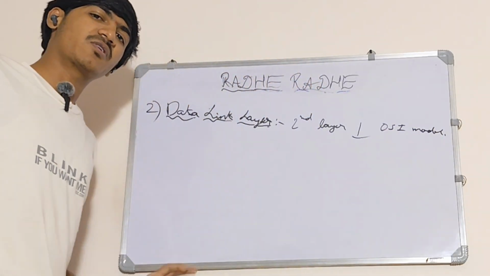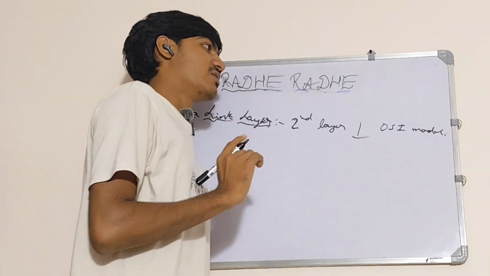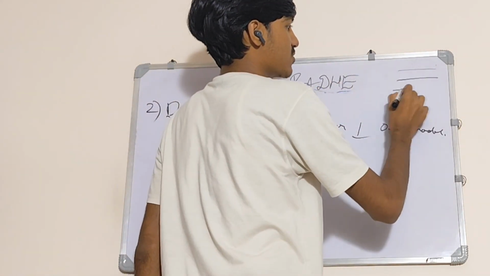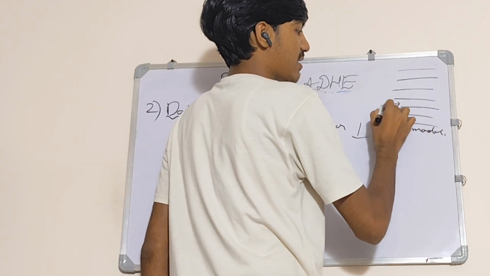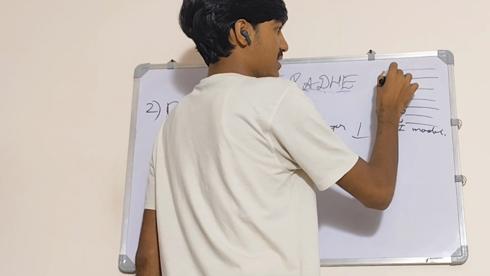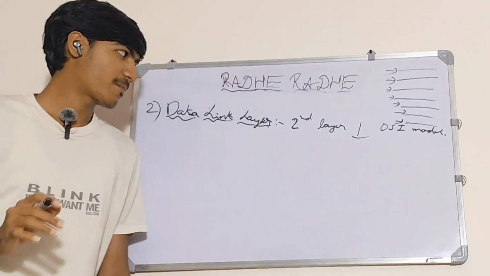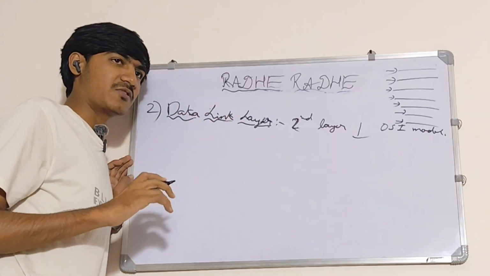Second layer from the bottom of the OSI model. Now, as you know, there are 7 layers in the OSI model: 1, 2, 3, 4, 5, 6, 7. Physical layer, data link layer, network layer, transport layer, session layer, presentation layer, application layer. Okay, get it?